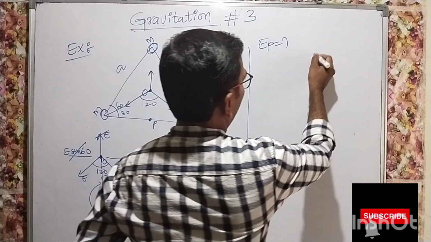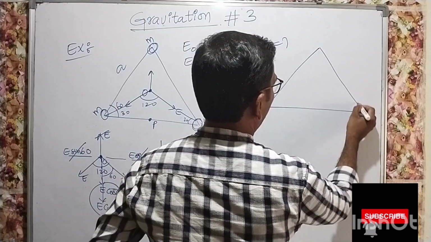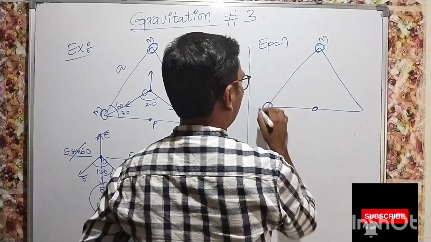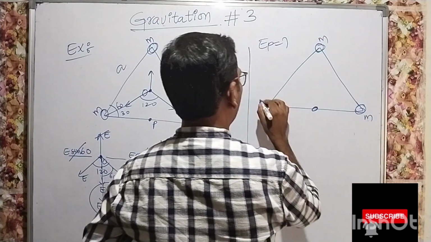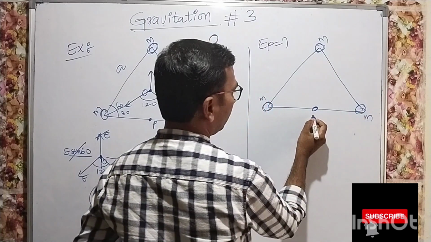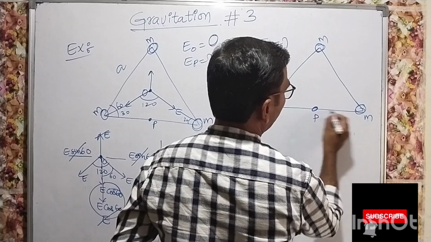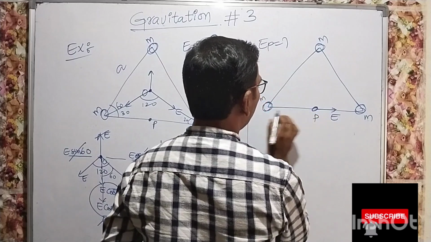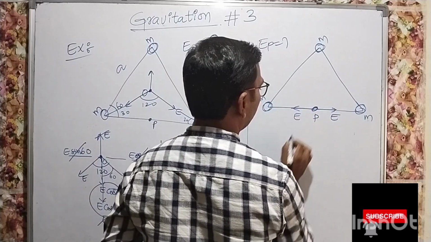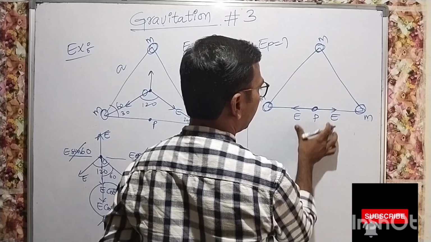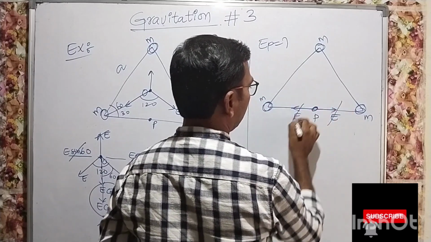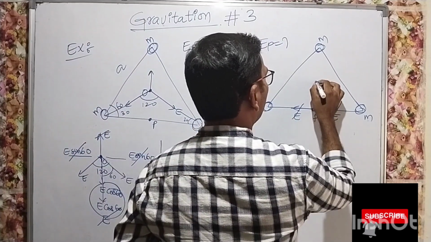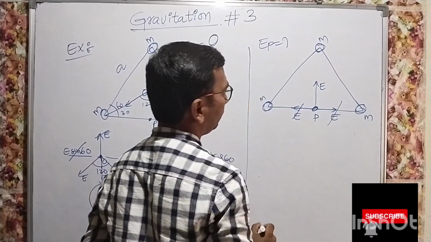So I will draw here. You can find the net gravitational field here. These are identical masses M. At point P, due to this mass the gravitational field acts in this direction, that is E, and due to this mass the gravitational field acts in this direction. These two have the same magnitude and opposite direction, so they cancel. Now you can find the gravitational field due to this mass.